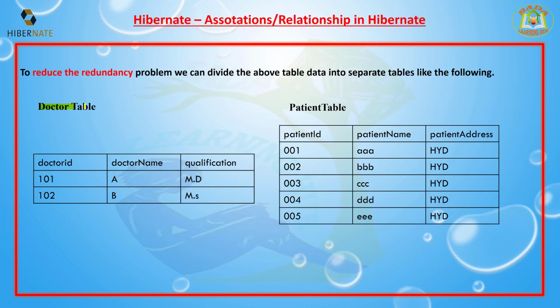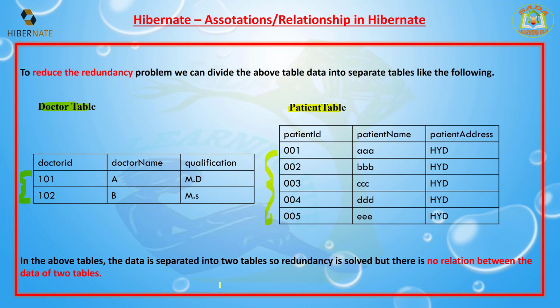Now, I have divided the hospital table into two separate tables. The first one is the doctor table and the second one is the patient table. Now the data redundancy problem is eliminated, but there is no relationship between the tables. Which doctor is treating which patient, there is no relationship between the tables.